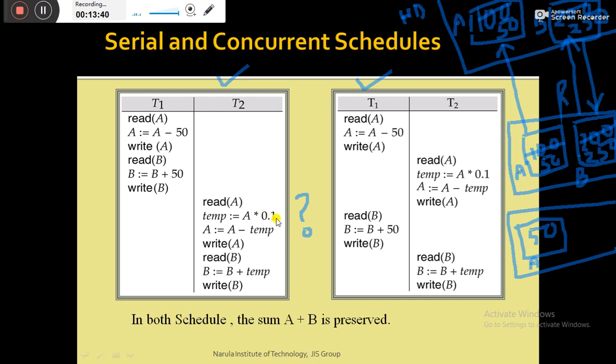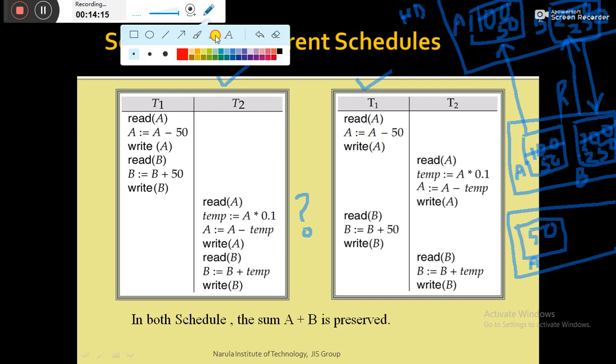Temp is equal to A into 0.1 means the value of temp is equal to 10% of A. Now 10% of account A. The current value of A is 50, so 10% of 50 means temp becomes 5, and that value 5 will be deducted from A. That means as if the 10% of the current value of A is deducted or debited. So A is equal to A minus temp means modification will be over in the RAM. So 50 minus 5, that means it becomes now 45.